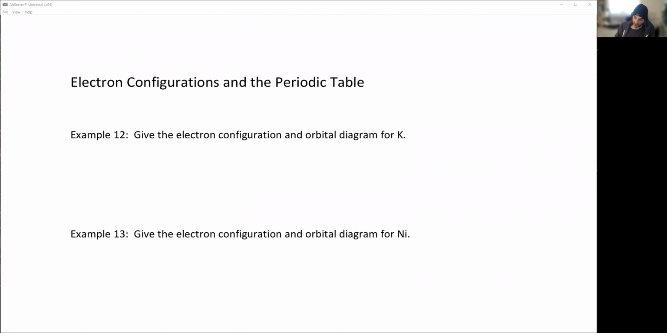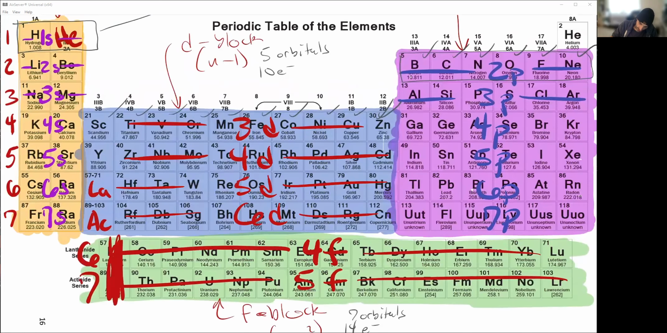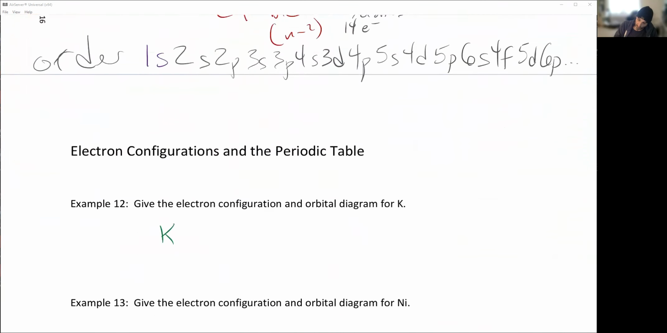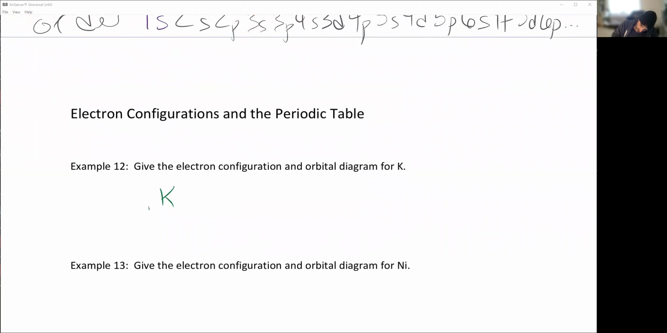So if we give the electron configuration for potassium, well, potassium has 19 electrons in the neutral state. So if it has 19 electrons, let's do both the orbital diagrams. So first of all, 1s2, what fills after is 2s2, 2p6. I have a total of 10 electrons.